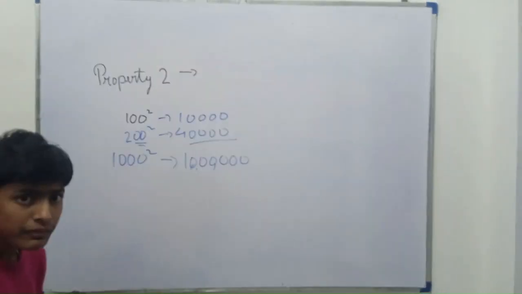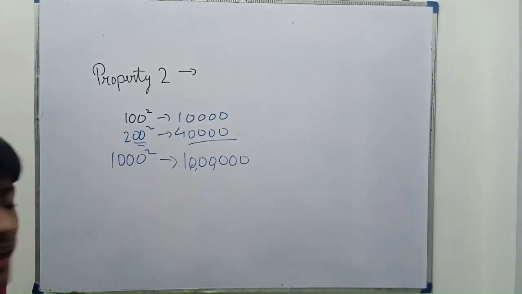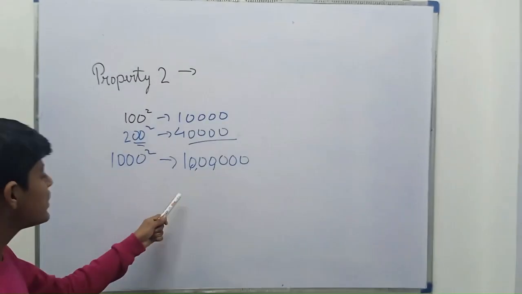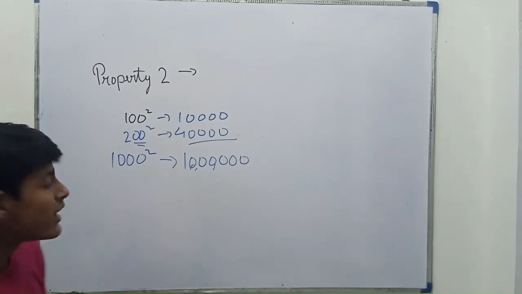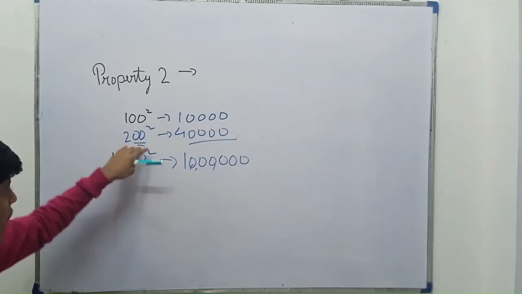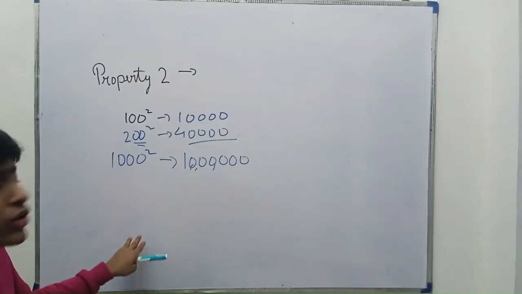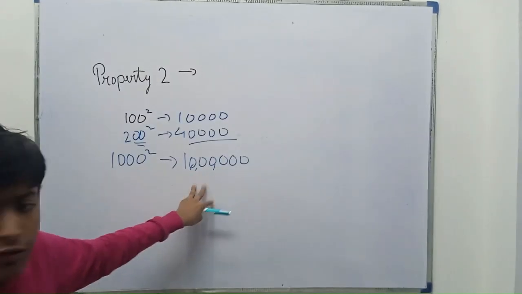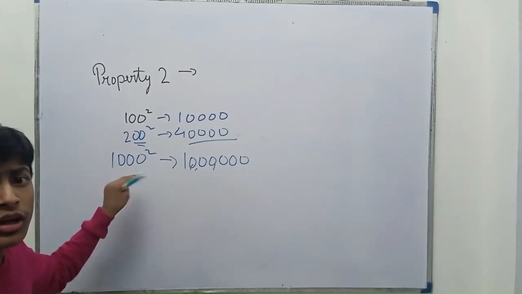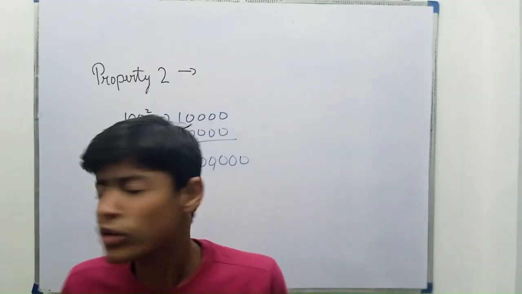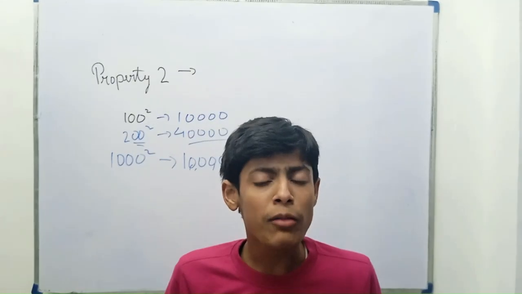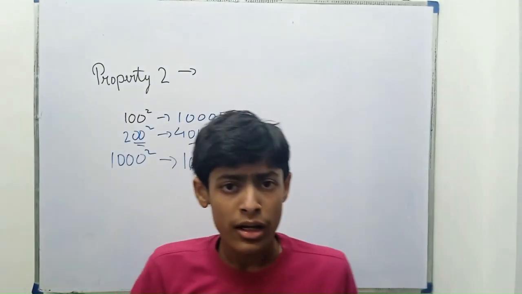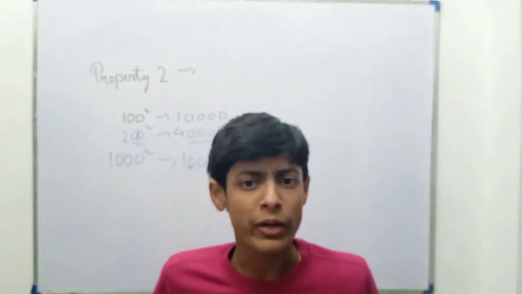And if a number has an odd number of zeros, then it will not be a perfect square. Like 1000 is not a perfect square, as it has an odd number of zeros. 200 is a perfect square, 100 is a perfect square, 10,000 is a perfect square, 10 lakh is a perfect square, but 1000 is not, because it has an odd number of zeros. Means if any number has an even number of zeros like 100, 200, then it will be a perfect square. But if it has an odd number of zeros like 1000, it will not be a perfect square. Now let's move to another property.